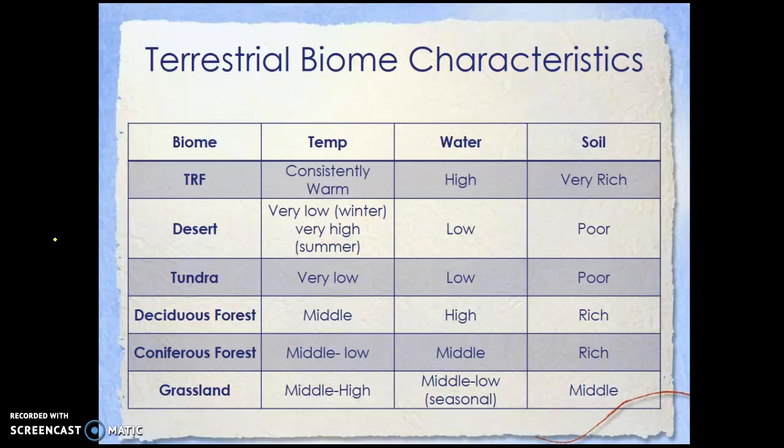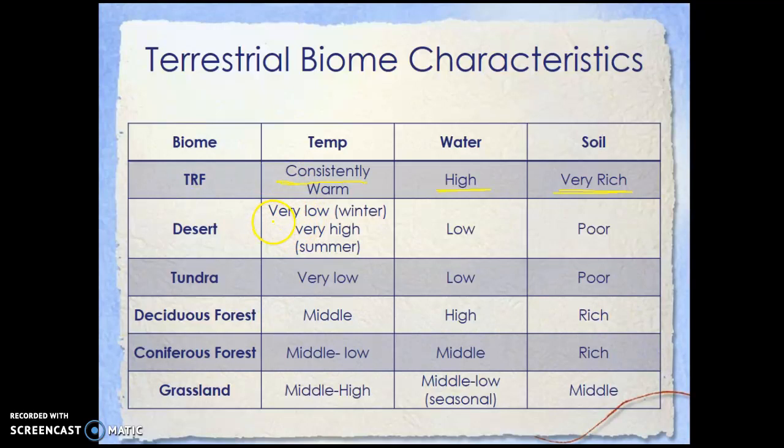So the rainforest is going to have consistently warm temperatures. And really, the temperature doesn't vary from season to season. They're going to have tons and tons of rainfall, and the soil is going to be very rich. And all three of these things help create that huge diversity of life that the tropical rainforest has. Then we have the desert, and we're all very familiar with this biome.